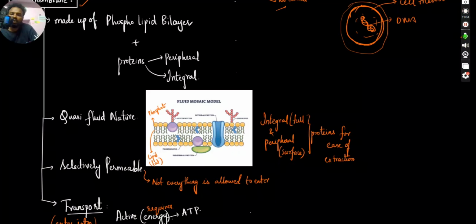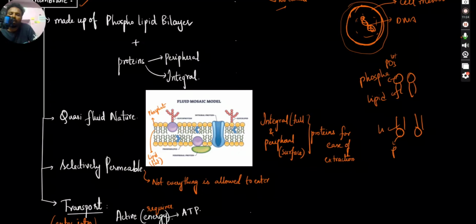So it looks like this. So we can see that this is phosphate, PO4 3-, right? And this is lipid, which is nothing but fat. Similarly, this is phospho, this is lipid. It means that we have phospholipid two layers, nothing but phospholipid bilayer.